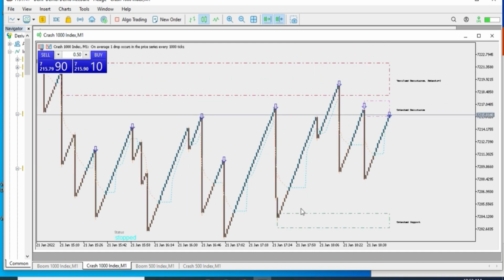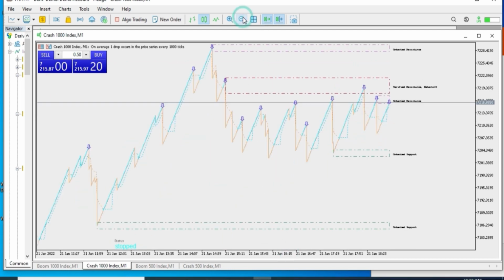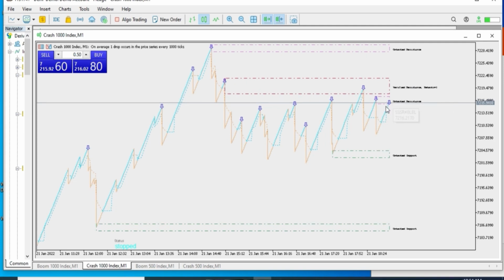This is Crash 500 now, and the arrow is already appearing. So can you see the arrow is already appearing? Let me make it like this. Okay, can you see? And I want to place a sell trade now. I want to place a sell trade on this Crash 500.